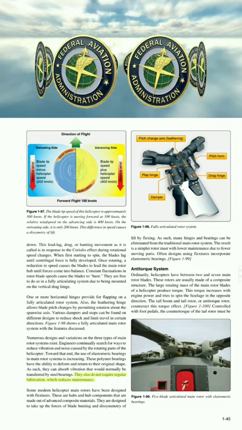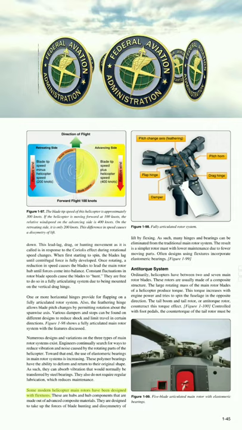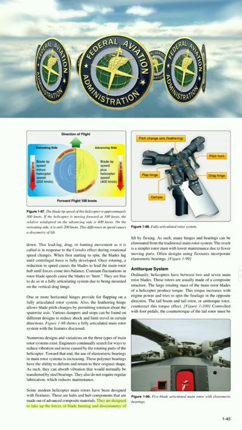Some modern helicopter main rotors have been designed with flexures. These are hubs and hub components that are made out of advanced composite materials. They are designed to take up the forces of blade hunting and dissymmetry of lift by flexing.